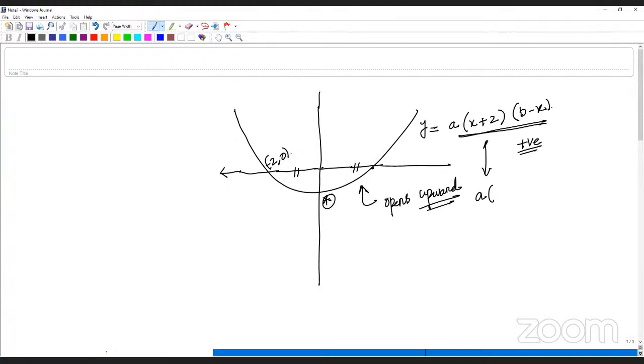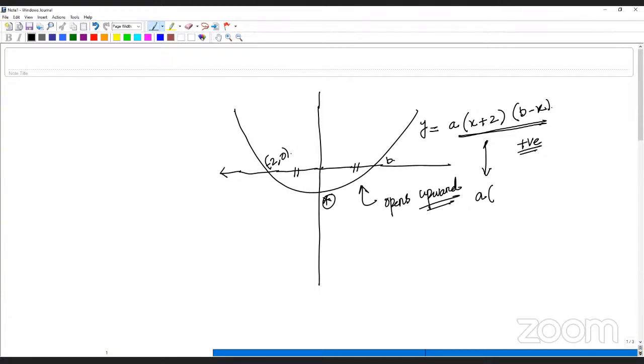But you don't know this point as well as this point. And if you know B, then you can take the average of these two values, and then you can get the axis of symmetry. In this case, you don't know the axis of symmetry as well as the value of B. So you cannot talk about the average of these 2 points. Once you know the value of either one of them, the axis of symmetry or B, then you can get the other one.